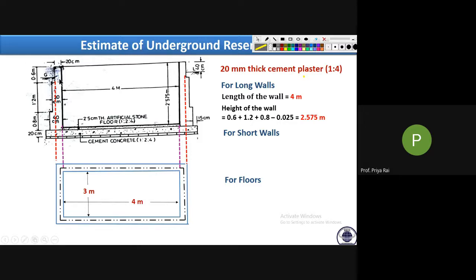Okay, this is the total height minus this floor thickness. This floor thickness is how much? 2.5 centimeter. Okay, so minus 2.575 meter. Yes, 2.575. So what we are doing, calculating total height minus the thickness of this floor. Okay, because plaster will be above the floor, not inside the floor, right? Above the floor. So this thickness is deducted. Similarly, for short wall, 3 meter, depth will be same. And for flooring, what will be the area?